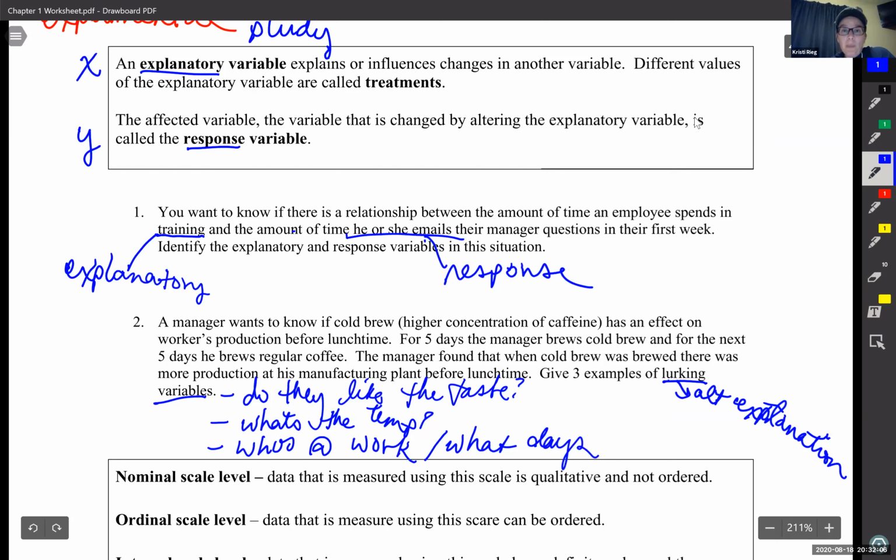So it could be that the cold brew helps make them work more because of the caffeine. But it could also be no one's drinking the hot coffee. It could also be different people are at work, so why are we comparing apples and oranges? So there are other variables in there, hidden, lurking, if you will. So that's what we're looking at for example 2.